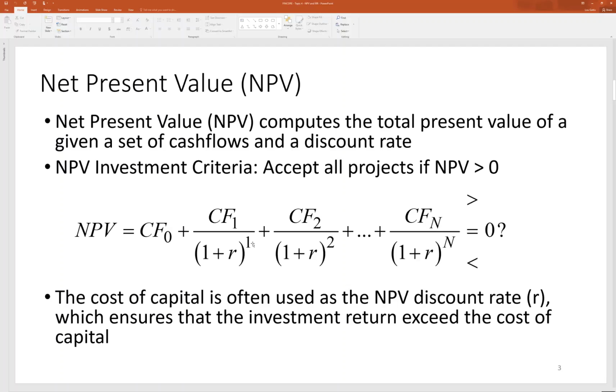So let's start with NPV. The net present value is the total present value of a given set of cash flows. So the NPV is the sum of the first cash flow received today or paid today, plus all the subsequent cash flows discounted back at some interest rate, which we'll call the discount rate. Once you calculate the NPV of an investment, you accept all investments whose NPV is greater than 0, which means that its rate of return is greater than the discount rate or the cost of capital.